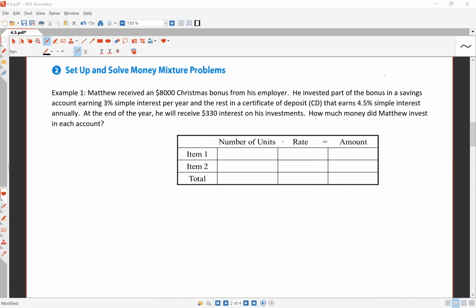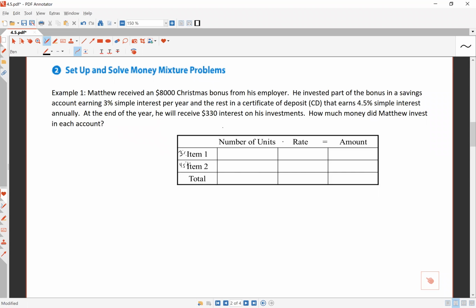Matthew received $8,000 for a Christmas bonus from his employer. He takes part of the bonus and puts it into an account that earns 3%, and the rest in an account that earns 4.5%. At the end of the year, he will receive $330 interest on his investments. How much money did Matthew invest in each account?